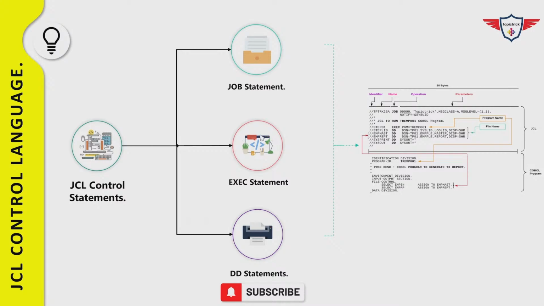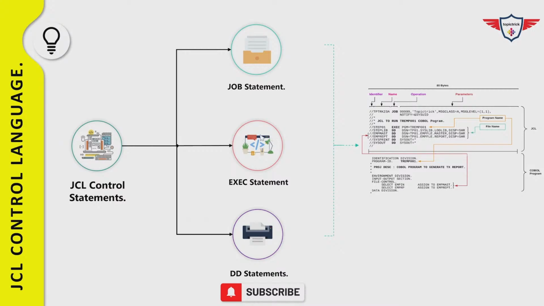DD statements are optional and they are only required in case your program or utility is using any dataset. Now let's try to understand what we discussed so far with the help of an example. This example will help you connect the dots: how exactly the different job control statements are included in a job step, and how these job steps are combined to form a job.